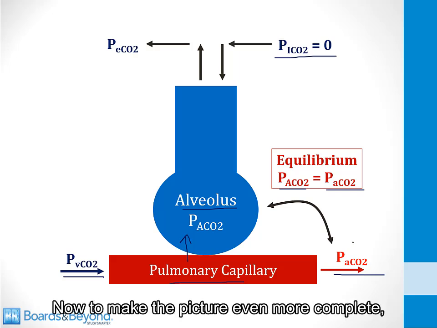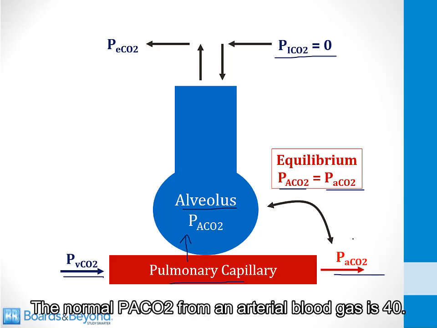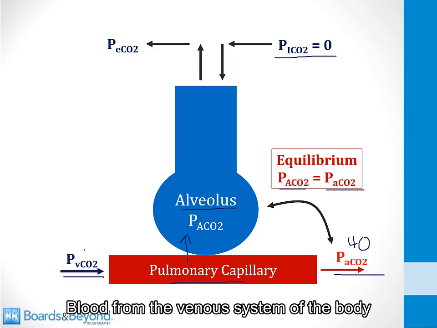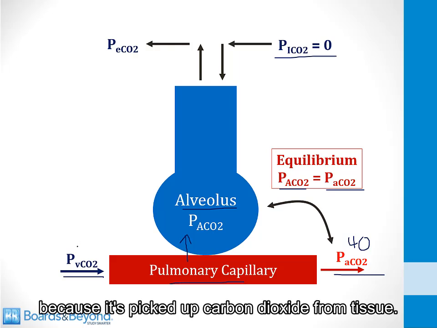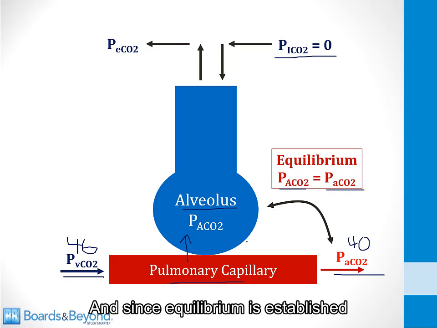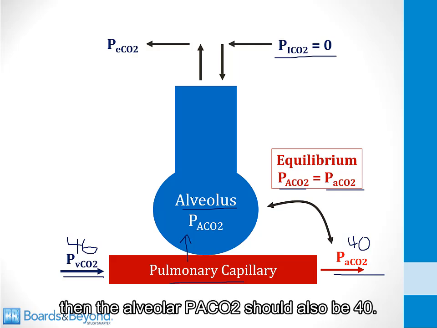Now, to make the picture even more complete, let's give some numbers to the CO2 concentrations. The normal PaCO2 from an arterial blood gas is 40, so let's say that we have a CO2 concentration of 40 here. Blood from the venous system of the body has a higher concentration of CO2 because it's picked up carbon dioxide from tissues, so let's make the CO2 concentration over here 46. And since equilibrium is established between the alveolus and the arterial system, then the alveolar PaCO2 should also be 40.